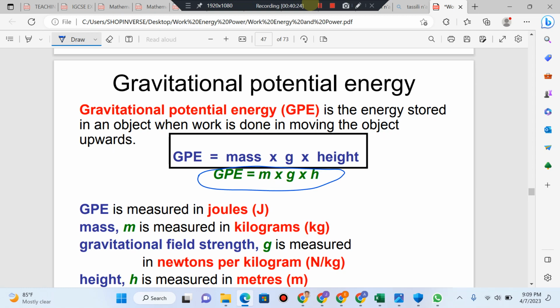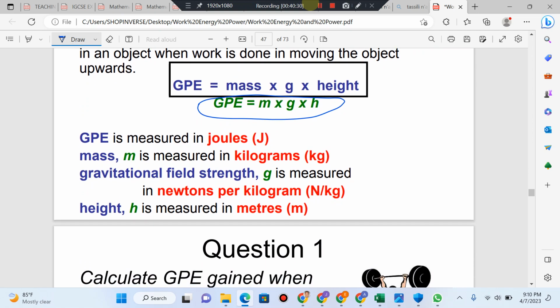Gravitational potential energy is given by the formula m times g times h, which is mass times gravitational field strength times height. Okay, good. Your mass is measured in kilogram. Your gravitational field strength is measured in Newton per kilogram or meter per second squared.